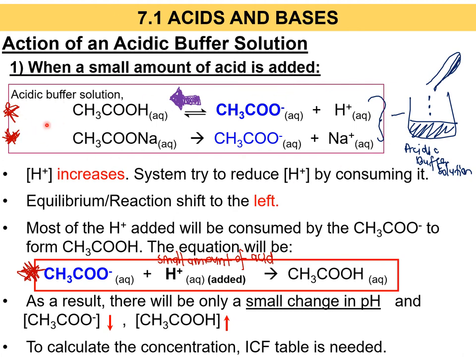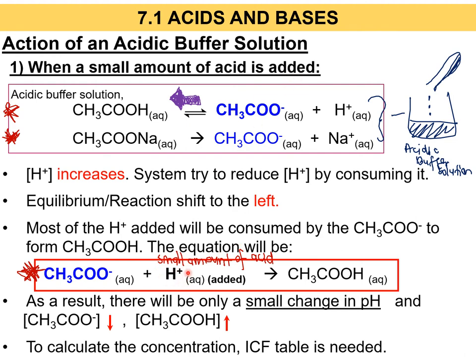First thing first, you write both equations of the acidic buffer solution. And the third one is you write the equation when a small amount of acid is added, where we focus on CH3COO minus. So we take this CH3COO minus, because CH3COO minus will be affected, it will consume the small amount of acid added. So the new equation after the small amount of acid is added will be CH3COO minus plus H plus. Why H plus? Because we represent the small amount of acid added with H plus.